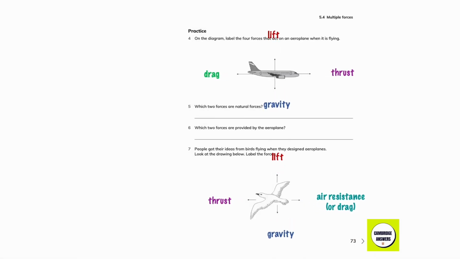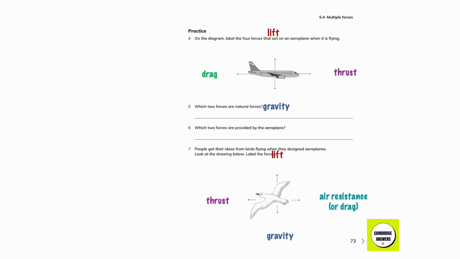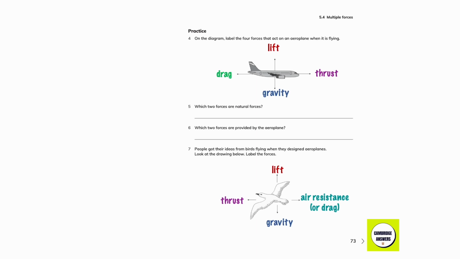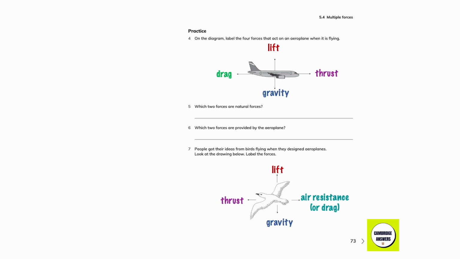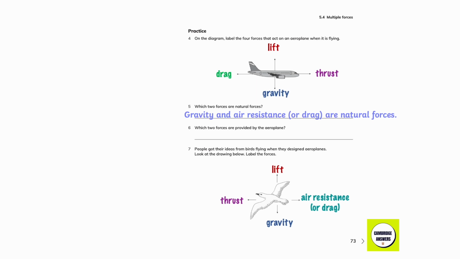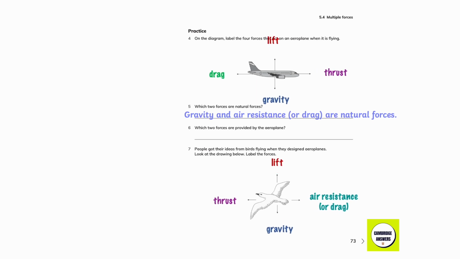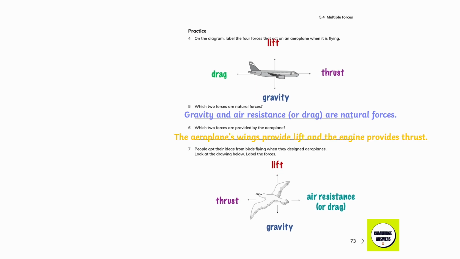On the diagram, label the four forces that act on an aeroplane when it is flying. So the forces are lift, gravity, thrust, and drag. Which two forces are natural forces? Gravity and air resistance or drag are natural forces. Which two forces are provided by the aeroplane? The aeroplane's wings provide lift and the engine provides thrust. People got their ideas from birds flying when they designed aeroplanes.